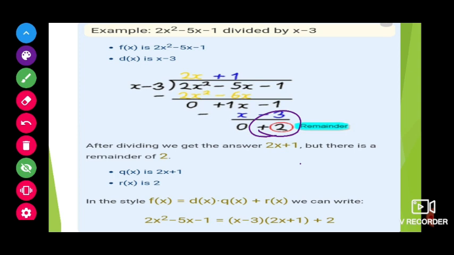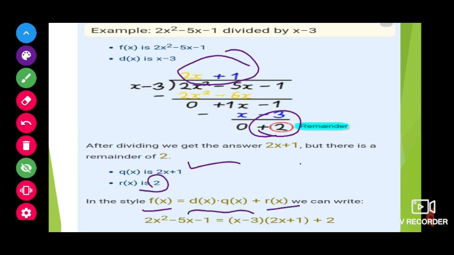Okay. Now after dividing we get the answer. The quotient q of x is 2x plus 1 and the remainder is 2. Now based on our remainder theorem, what can we write? f of x, the dividend, is equal to divisor into quotient plus r of x. So the dividend 2x square minus 5x minus 1 is equal to the divisor x minus 3, the quotient is 2x plus 1, and if we multiply and add 2, we should get the answer 2x square minus 5x minus 1.